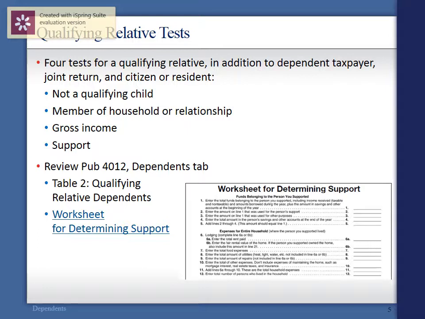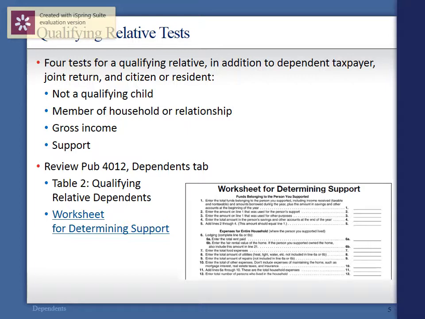Again, it's the same relationships as we saw under qualifying child. It is either a child, a stepchild, a foster child, or a descendant of one of them. It can also be the taxpayer's brother or sister, half brother, half sister, or descendant of one of them. But one thing that is different from what we saw before is that it can be an in-law type of relationship. So a son-in-law, a daughter-in-law, a father-in-law, and a mother-in-law.